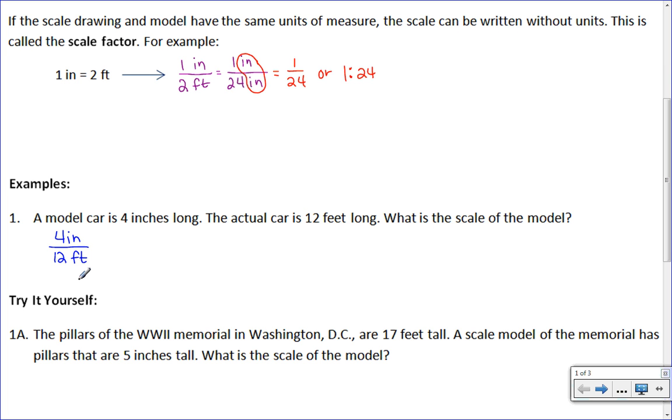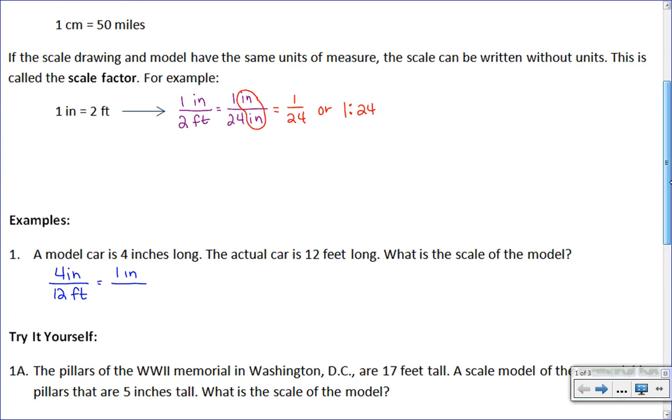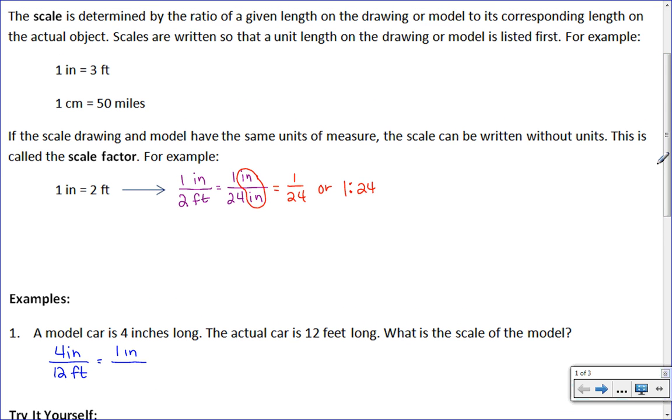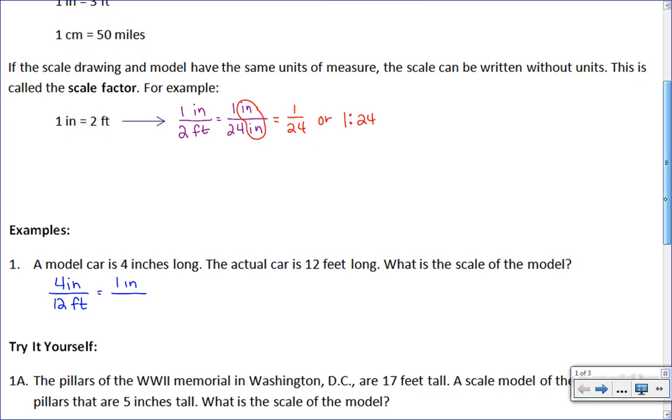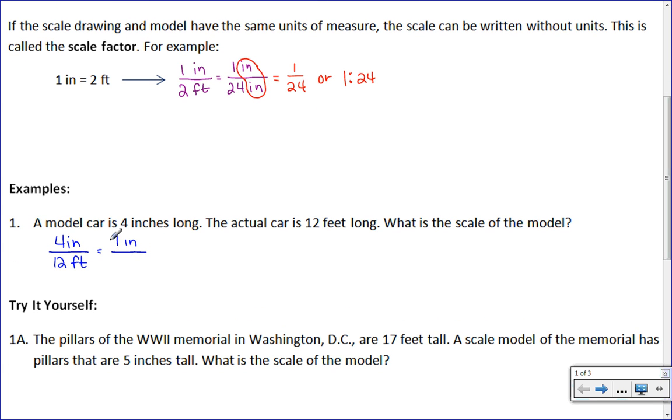What we can do with this is set this up as a proportion, because what we really want to know is what the scale will be for 1 inch in the model. So remember, we want it to be written so that we have a unit length listed first. So 1 inch on the model is equal to 3 feet. 1 centimeter in the model is equal to 50 miles. So to write our scale correctly, we want to know what 1 inch on the model is equal to. Well, since we don't know, that'll be x feet.